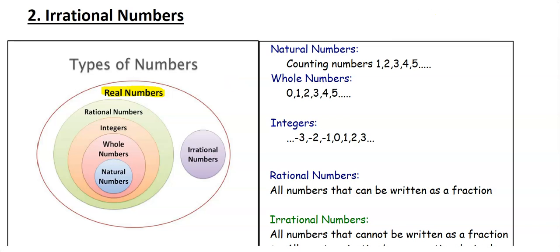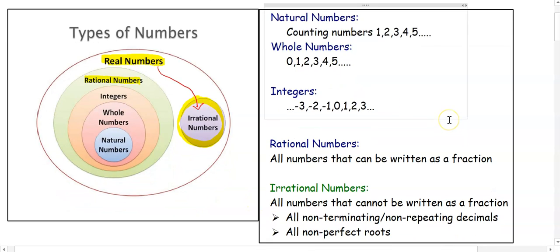There are two groups. If you're a real number, you are either one or the other, but not both. You are either irrational or you are rational. We're going to start with irrational. What is an irrational number? What kind of numbers go there? There are lots of ways you can define it, but the main idea is all numbers that cannot be written as a fraction.